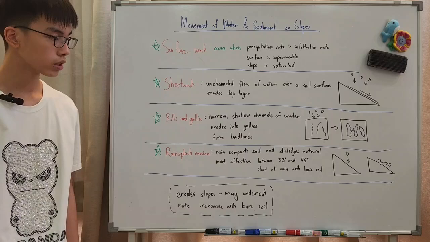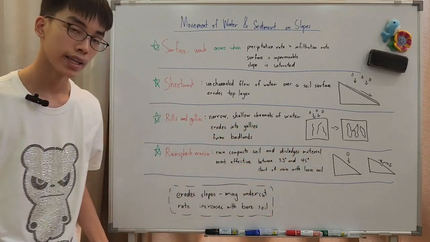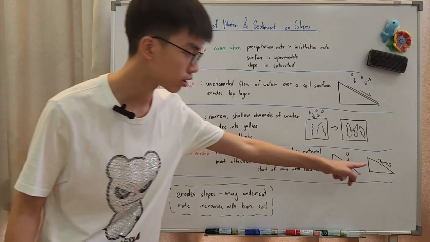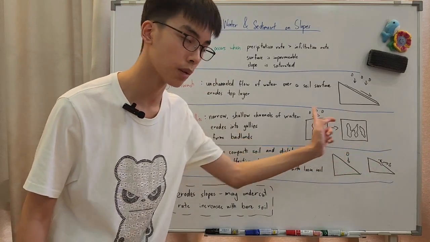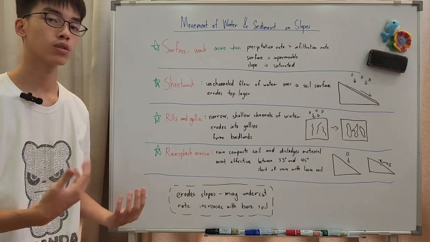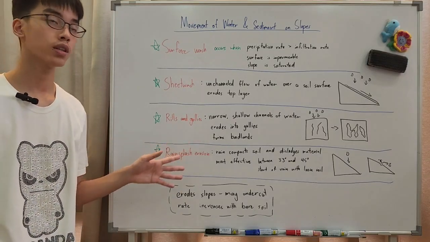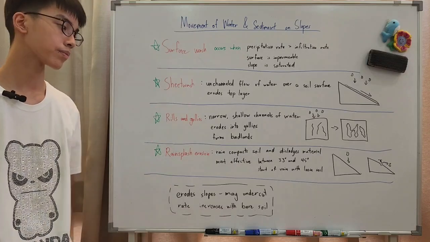Lastly, you have rainsplash erosion. Rainsplash erosion is when rain compacts your soil surface and then dislodges material outwards. It dislodges material downslope and upslope. Downslope mainly because of gravity, so most of your material will go downslope eventually. And it's the most effective between 33 and 45 degrees angle.